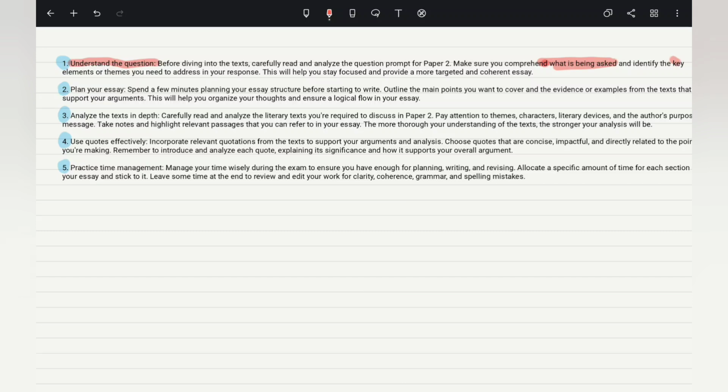So when you look at the question, there's definitely going to be something about the key themes. So you need to be able to identify that in your exam.